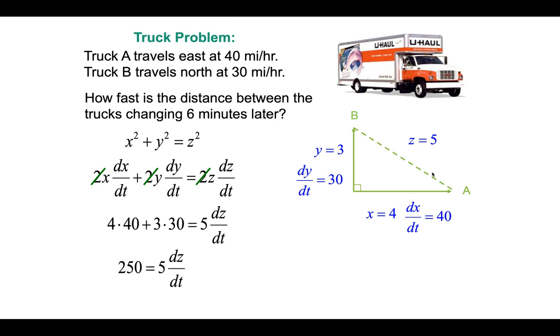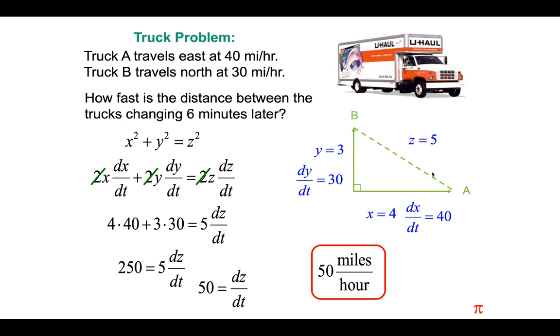So we're going to get 250 when you evaluate the left-hand side, equals 5 times dz/dt. So we need to divide both sides by 5, and we get that 50 is equal to dz/dt. So 50 miles per hour is how fast the distance between the trucks is growing 6 minutes later.